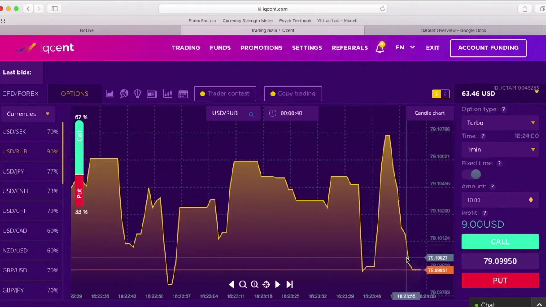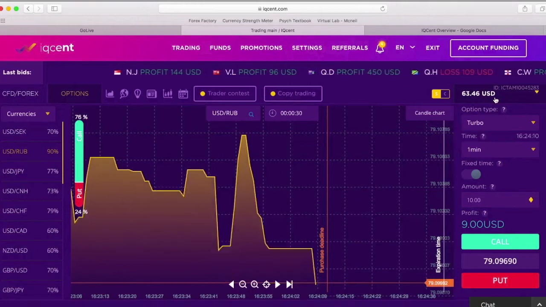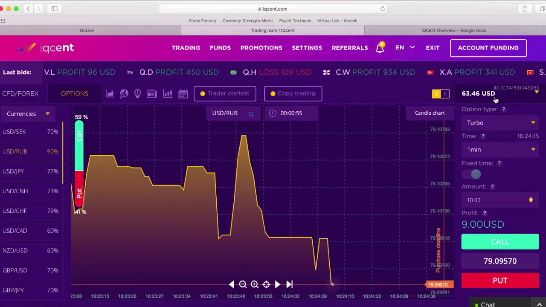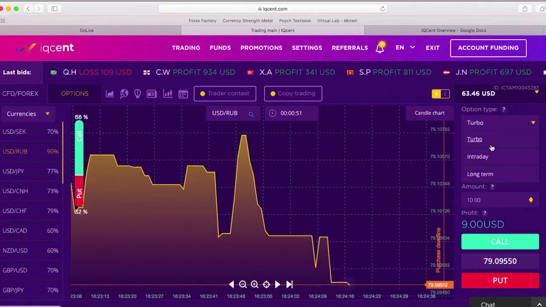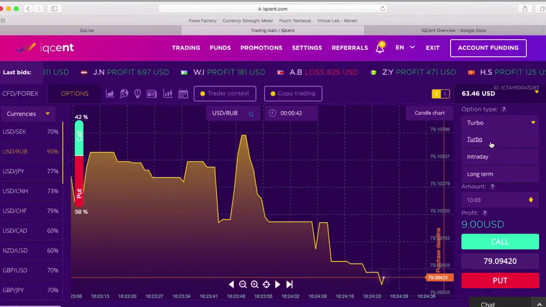So now I want to go over the right sidebar. So at the top, you're going to see the amount of money you have in your account to trade with. So this says 6346 in my demo account. So for option type, we're going to leave it on turbo for right now because for the most part, that's what you're going to be using. But basically, it's just showing you your options for the expiration times you set on your trade. So for turbo, that's your minute expiration times. For intraday, that's your hourly expiration times.